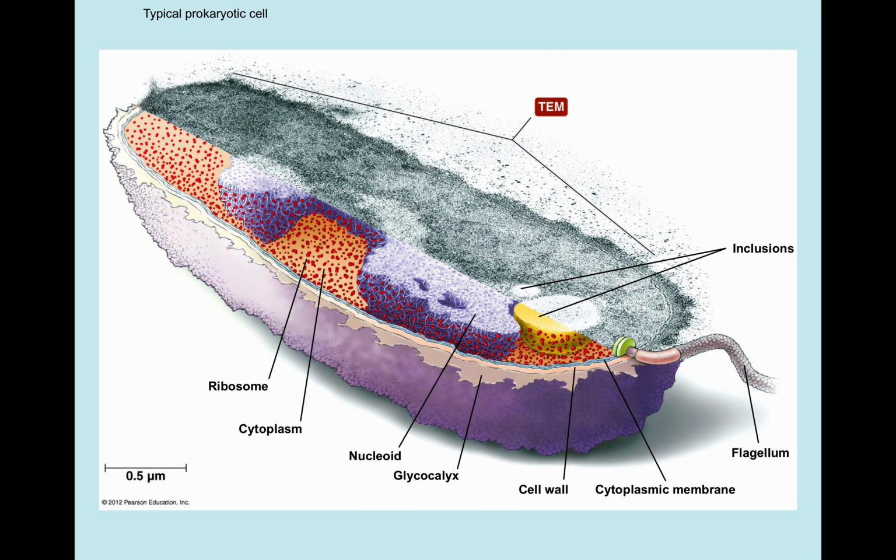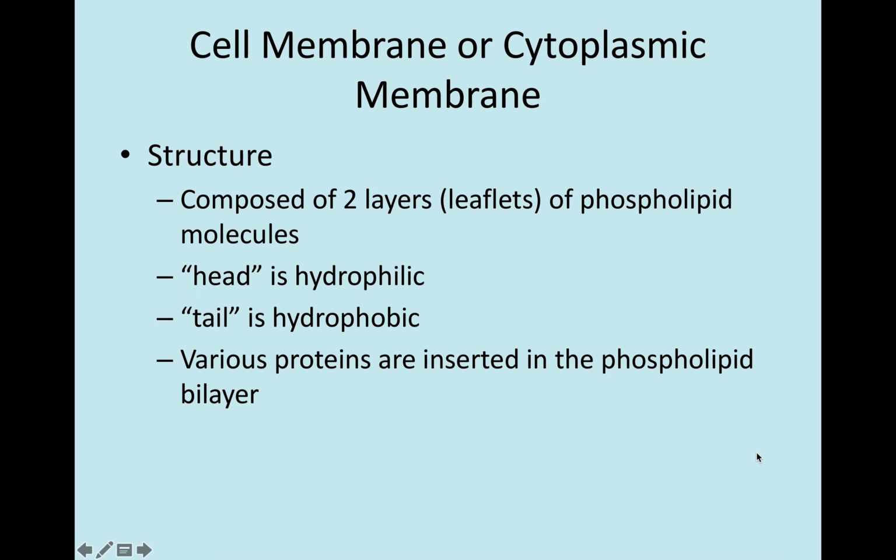This first image shows just a typical prokaryotic cell. A typical prokaryotic cell, this would be a bacteria, is around 1 to 5 micrometers in length or diameter, depending on the type of bacteria. We'll cover each of these highlighted items as we go.